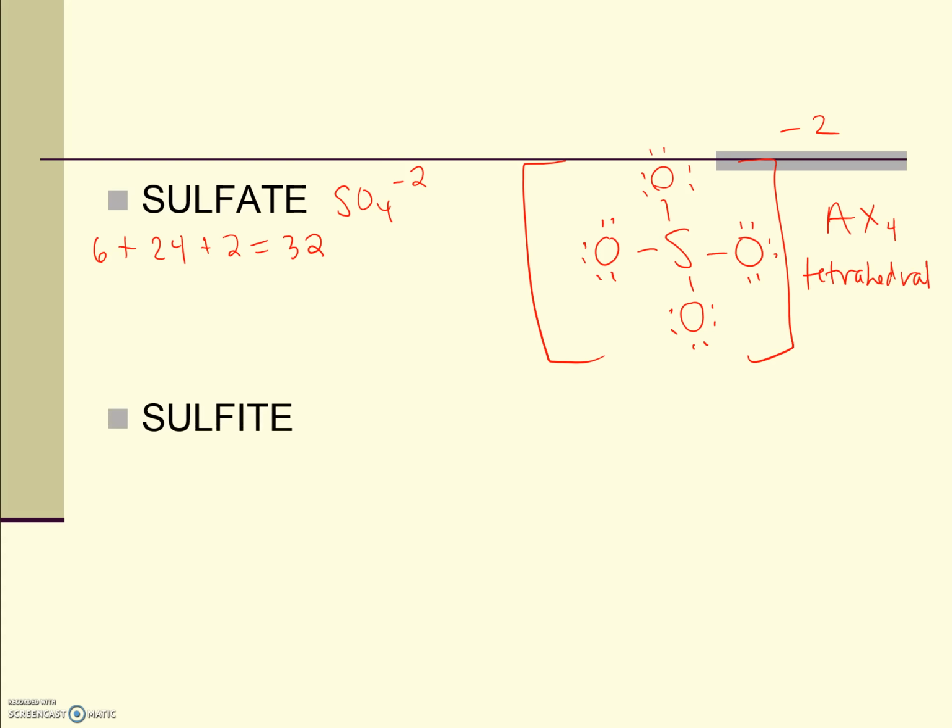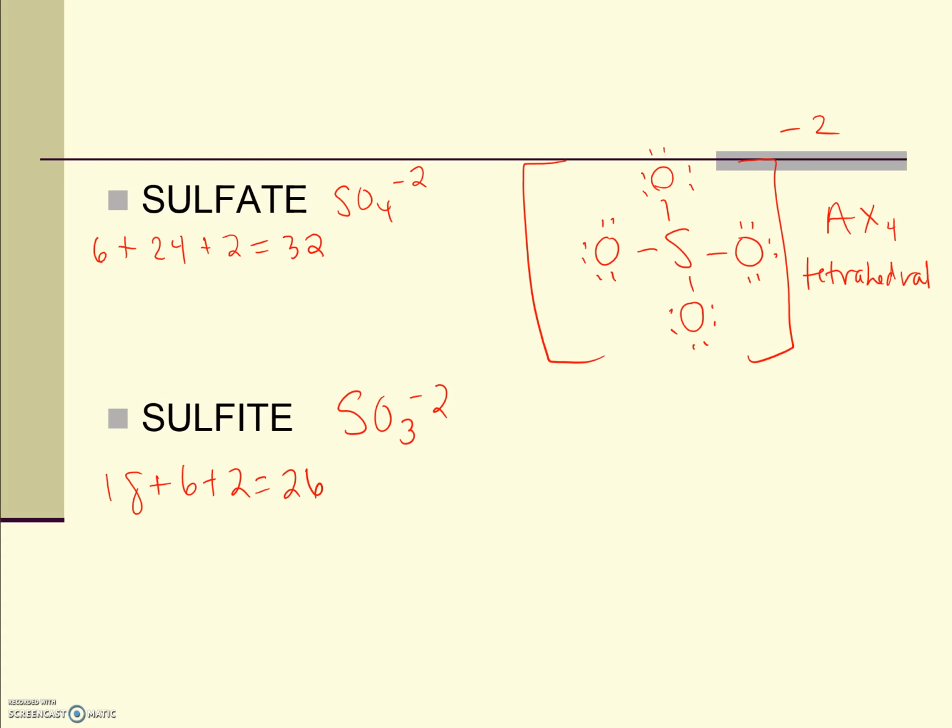And then if I look at sulfite, SO3, -2, I have 6 times 3, so I have 18 oxygens. Okay, plus another 6, plus another 2, which is equal to 26.